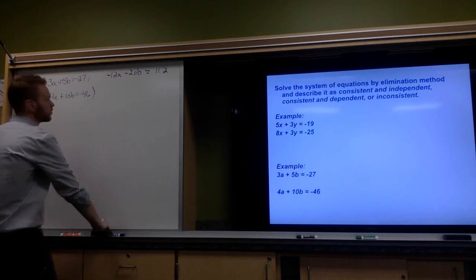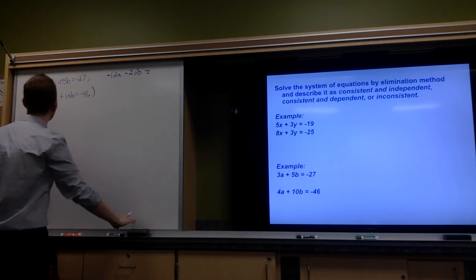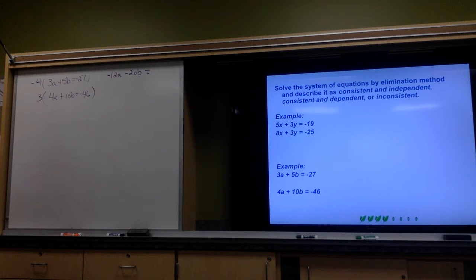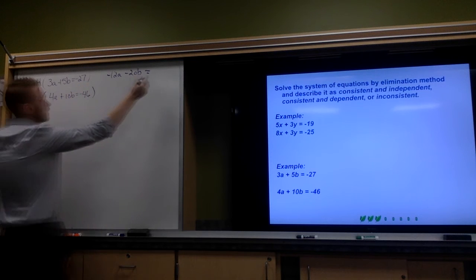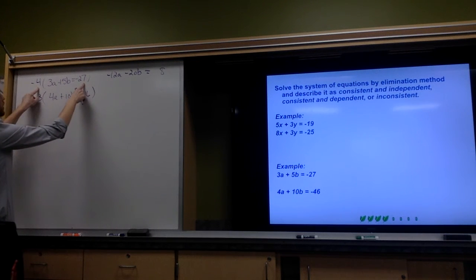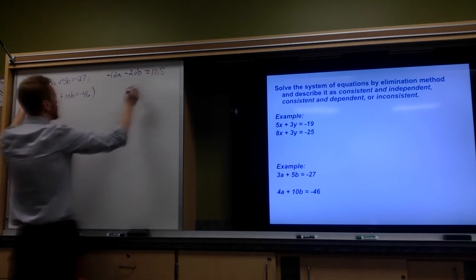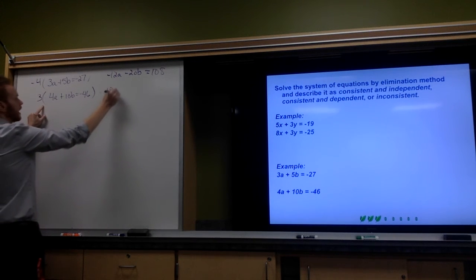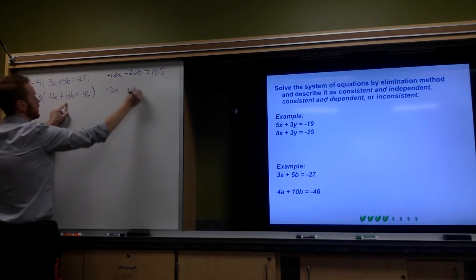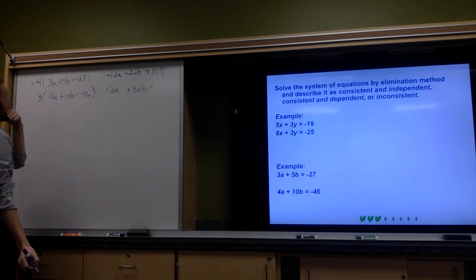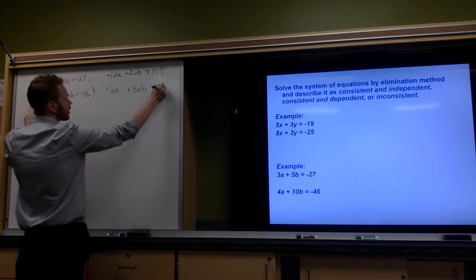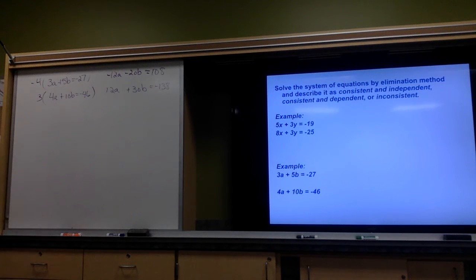Nope. No, I'm not. My brain ain't working today. 4 times 7 is 28, so it's a 108. Okay. And then down here is 12a plus 30b equals, what would that be? 120, 18, 138, -138 for that guy.